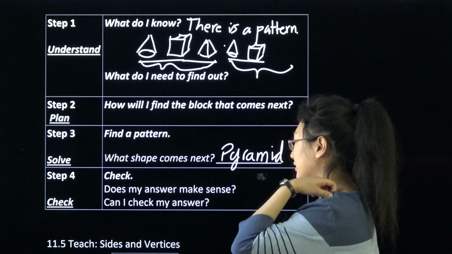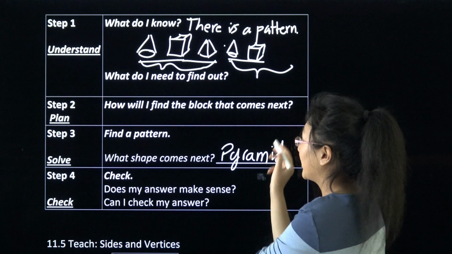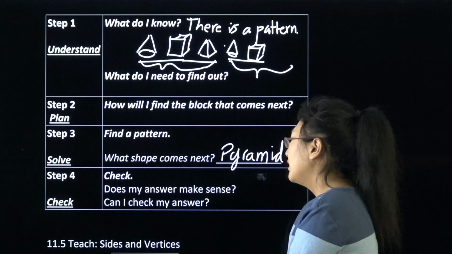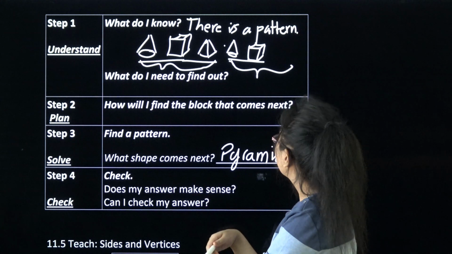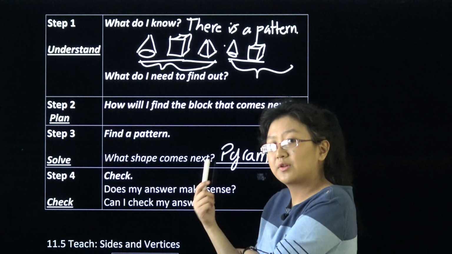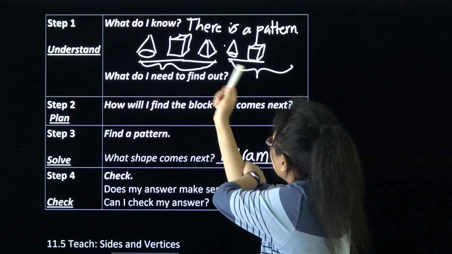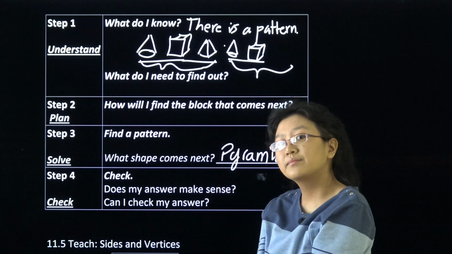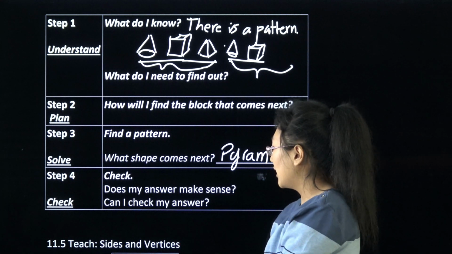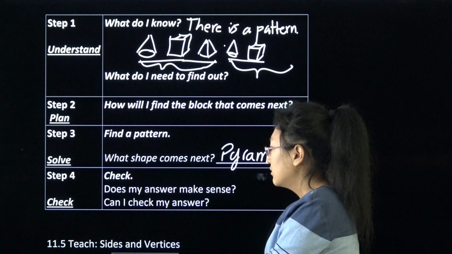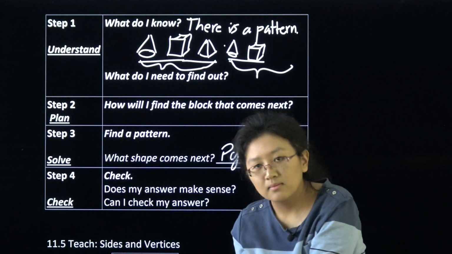And now we check. We can't really check answers for these type of things unless we plug it in and then we see if it makes sense. That's as far as checking would go. Does my answer make sense? Well, we went through this entire process. And if we put in pyramid here, it's cone, cube, pyramid, cone, cube, pyramid. So yeah, your answer makes sense. And can you check your answer? Well, you can by putting it in there and seeing if it makes sense.